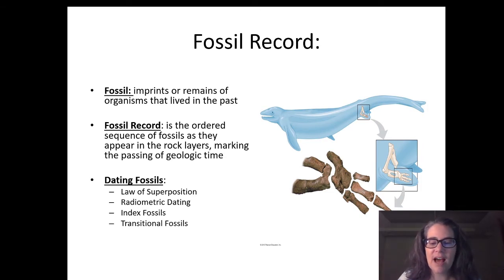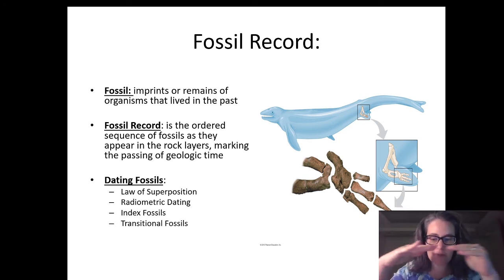Now, some of the ways that we sort fossils into this fossil record, we use things like the law of superposition. The deeper the fossil, the older it is, the newer fossils are on top. So the position of the rock layer sometimes can tell us about the age of a fossil, or at least order the sequence of fossils from sort of older to newer organisms.